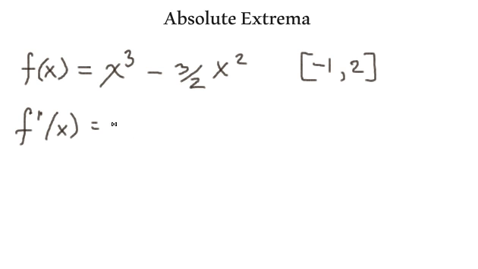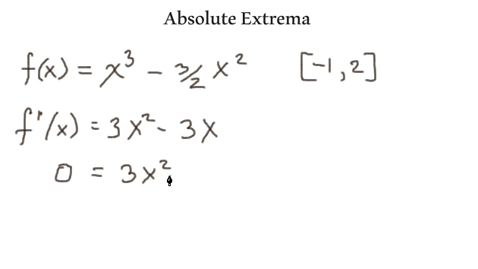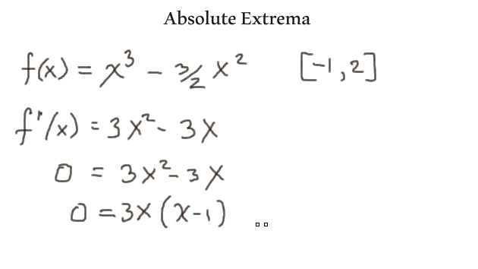That's going to be the first thing we do. So we have 3x squared minus, take the 2 out front, 3x. Now we're going to set this equal to 0. The best thing to do here is to factor out a 3x. We're left with an x minus 1. Hopefully you're up on your algebra. Then I'm going to set each one of these factors equal to 0.